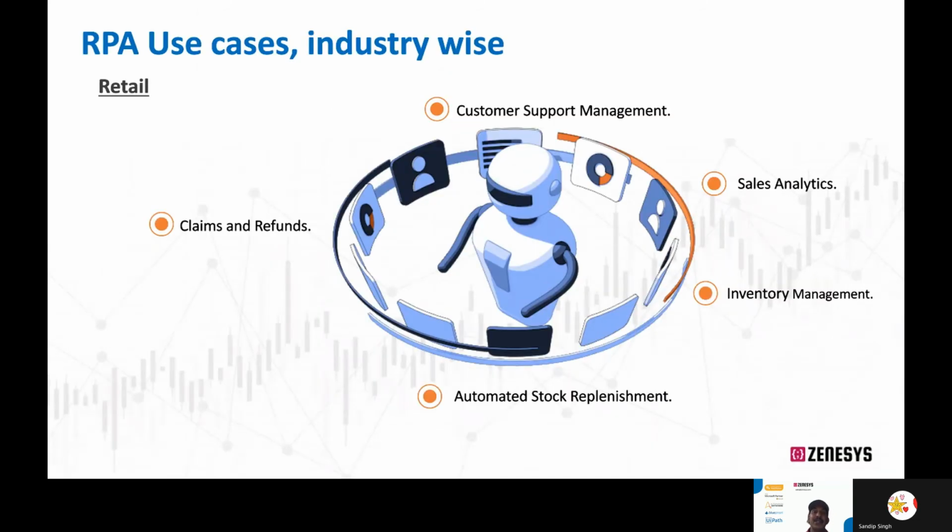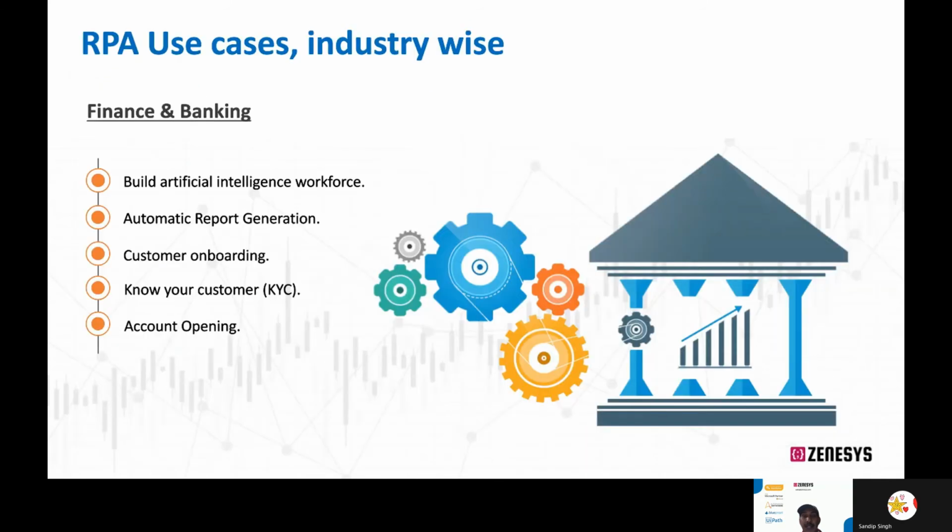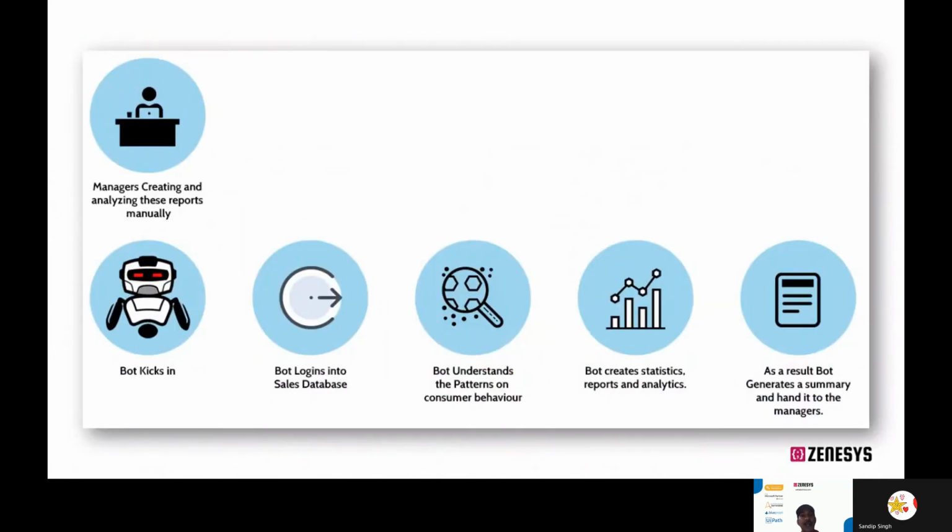All right. So with this, let's keep moving. And I got here the retail industry as another example where RPA is being used to a good extent. So in this industry, the most common use cases, if we talk about, are customer support management system, then sales analytics, inventory management, automatic stock replenishment, claims and refunds. Out of these use cases today, I'm going to touch on sales analytics, and let's see what happens typically.